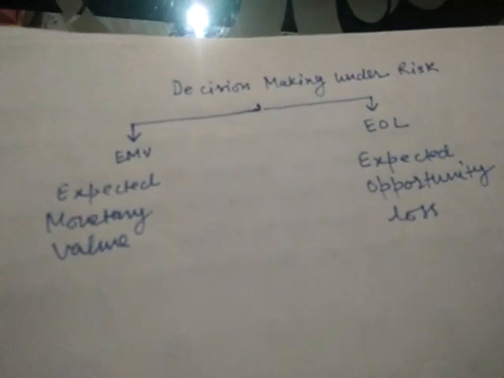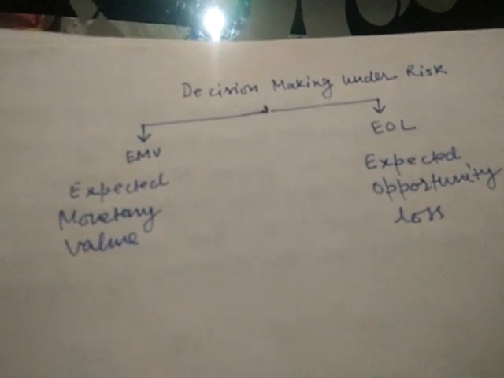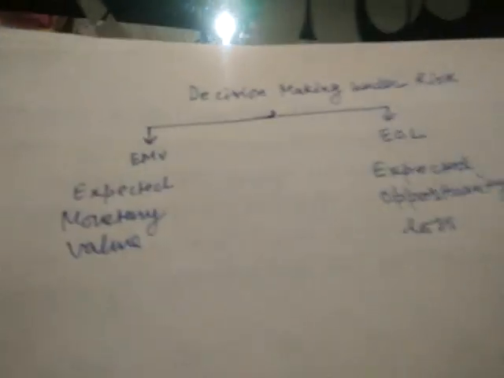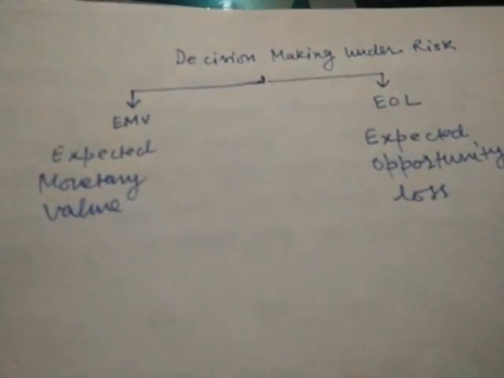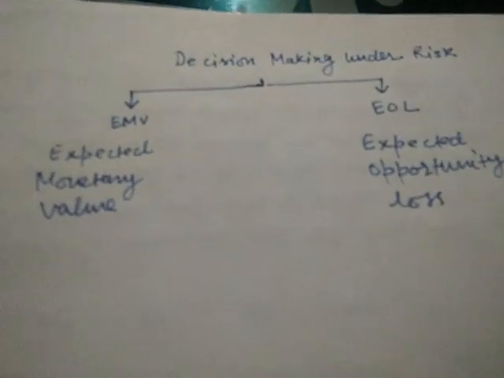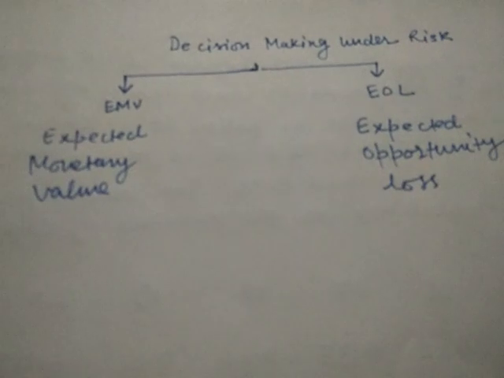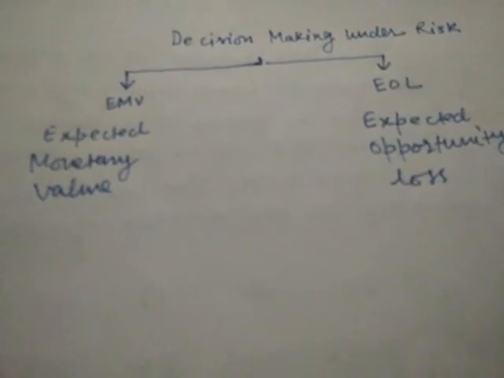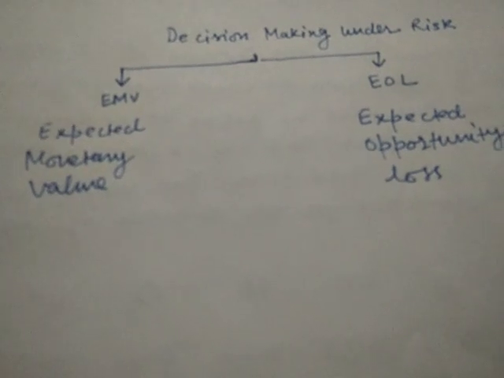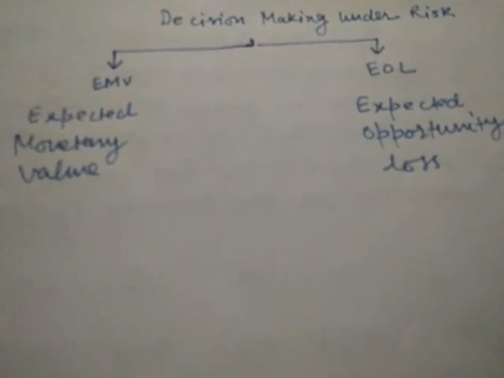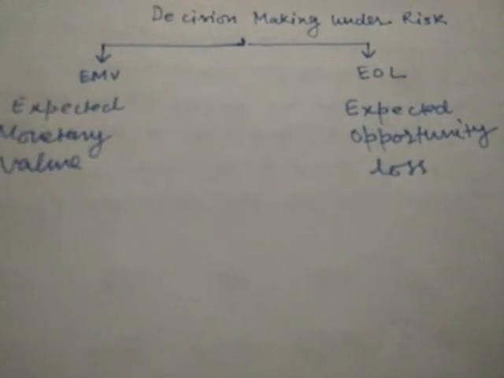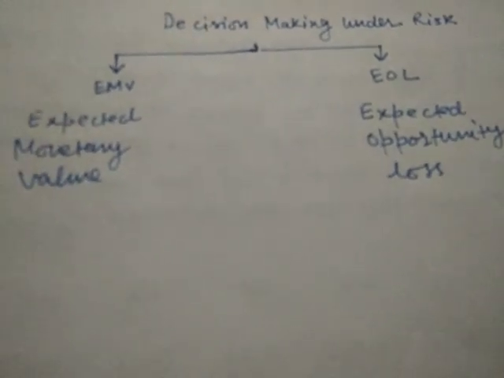My dear students, this time we are going to learn decision making under risk. There are two prescribed criteria, EMV and EOL. We can take a decision by any one of these criteria. The answer will be the same, which we will see later after doing some examples. EMV is expected monetary value and EOL is expected opportunity loss.